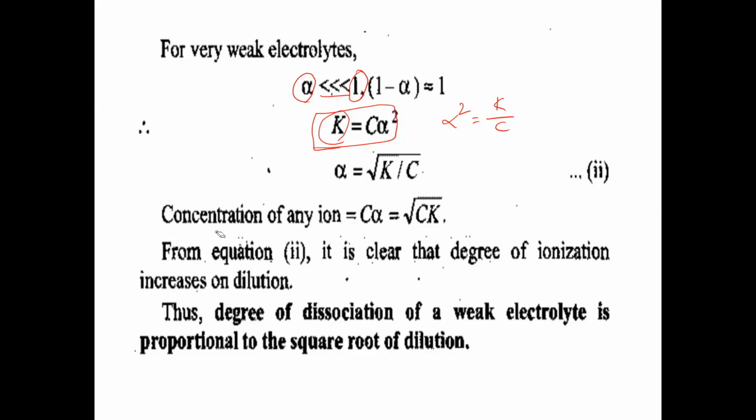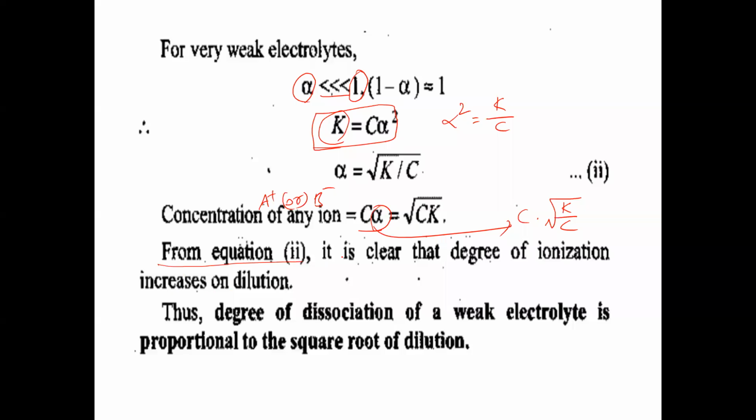Next, the concentration of any ion here, A plus or B minus, is equal to C alpha. In the place of alpha, what can we write? C into alpha, and in place of alpha we write under root K by C. Therefore, C into under root K by C is under root K into C. So the concentration of any ion is equal to either C alpha, or otherwise under root K into C. C is the concentration of the weak electrolyte, and K is the dissociation constant of the weak electrolyte.